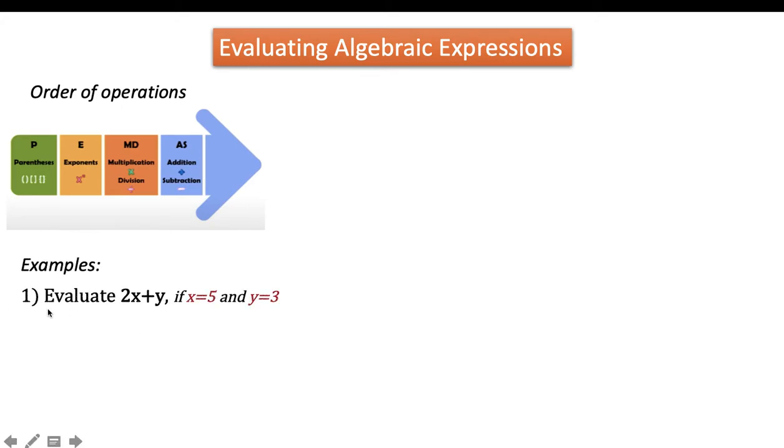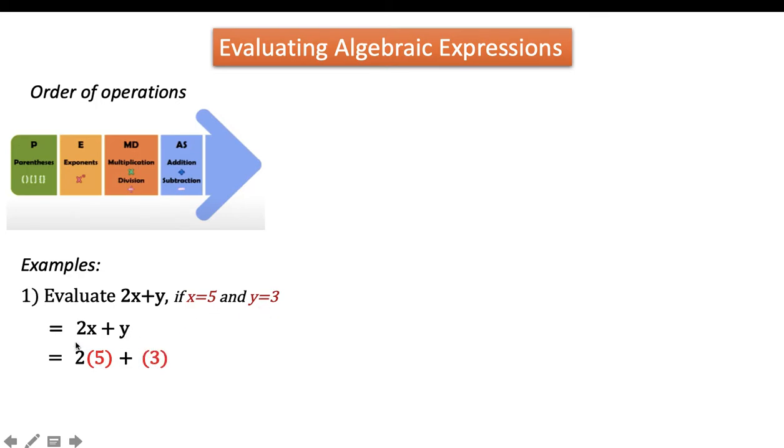Let's take our example number 1. Evaluate 2x plus y if x is 5 and y is 3. So let us write down our given algebraic expression. Then the first step is replacing the variable with its given number. So in here, let us write down 2, then replace x with its value, which is 5. It is important to put parentheses, then write down plus, and this y, the value is 3.